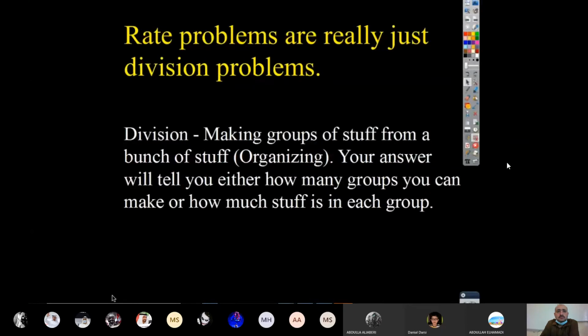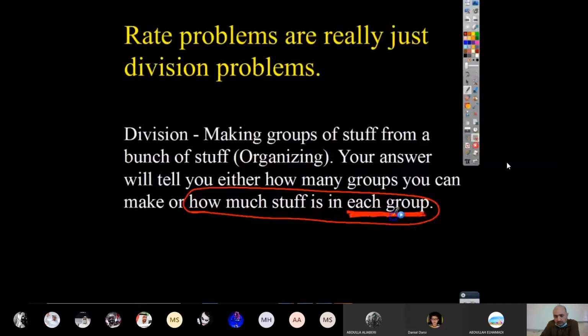Okay, well, when we talk about unit rates, this is a unit rate: how much stuff is in each group, right? And here's the key thing. Each group means one group, and that's what we talk about with unit rate, when you have that stuff divided by the number of groups.